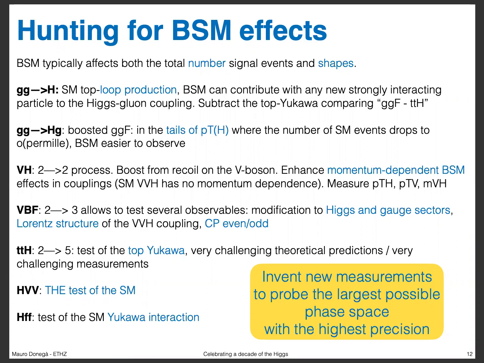Or you can look in VH production. Here you have an intrinsic boost coming from the recoil against the V boson, and here you can, for instance, check for momentum-dependent couplings. The VVH has no momentum dependence in the standard model. Or the VBF, which is super rich because you can test both the Higgs and the gauge sectors, the Lorentz structure of the VVH coupling, and the CP of the Higgs. The ttH for the top Yukawa. Of course, this is a super challenging analysis.